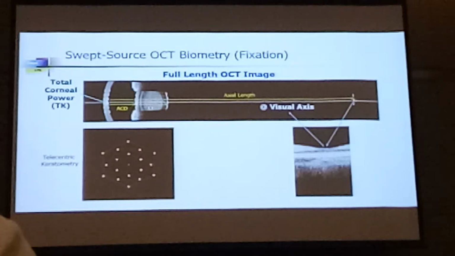So this is the visual axis. This is what you want to look at, and this is the main difference between the three different classes of optical biometers. And this is why the later biometers are actually superior, because most of the time, if you look back at refractive surprise, fixation is a major problem.